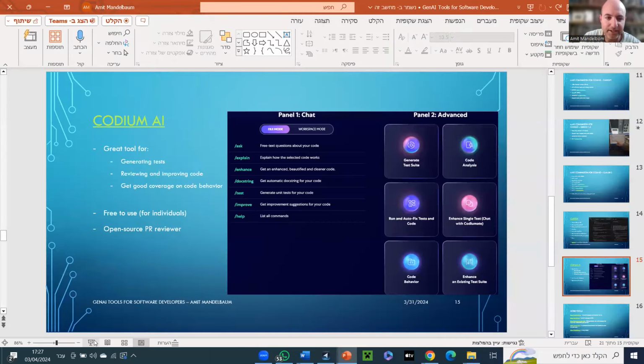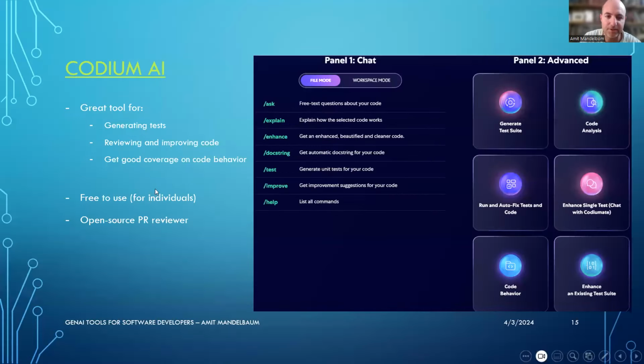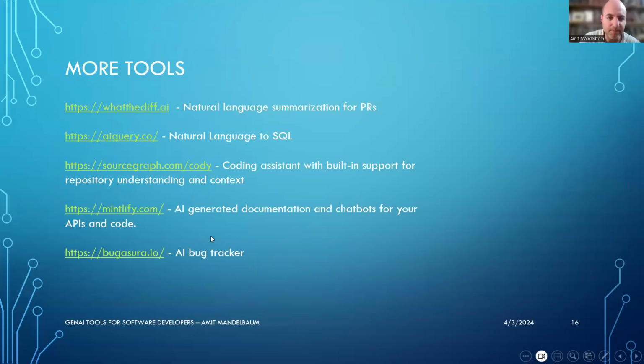Another nice tool that they developed is an open source PR reviewer. If you have a pull request, they have this GitHub extension, completely free, that you can use for understanding the code. They are working on a lot more interesting stuff, so I really recommend looking at them. And again, the tool is free for individuals, so I highly recommend using it.